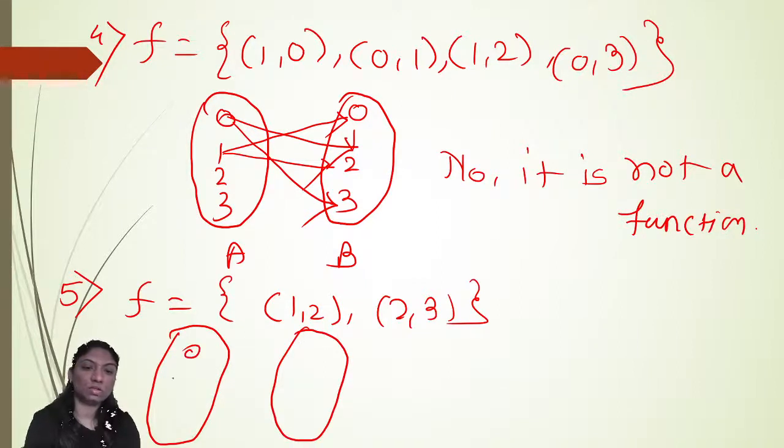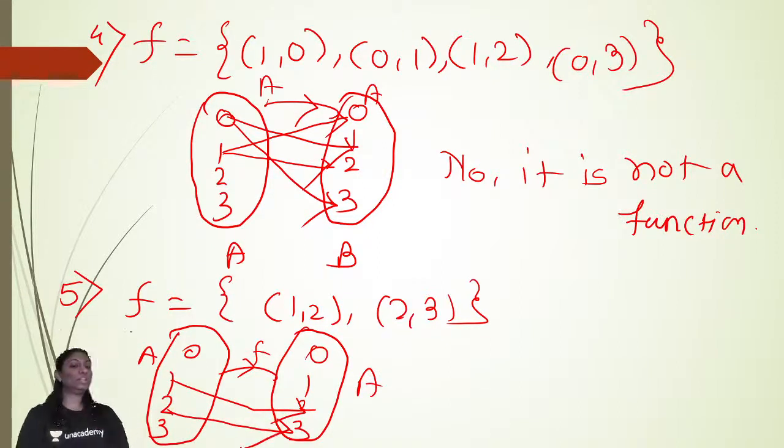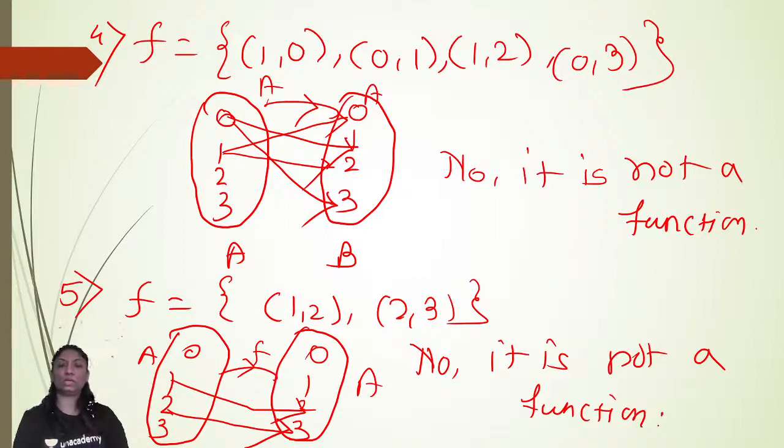A, this is B. 0, 1, 2, 3. 0, 1, 2, 3. Here A only. F is a function, there is also F. Now 1, 2, 2, 3. Yes, but it is not a function because every element does not have a unique image. Here 0 and 3 do not have any image. So this is not a function.